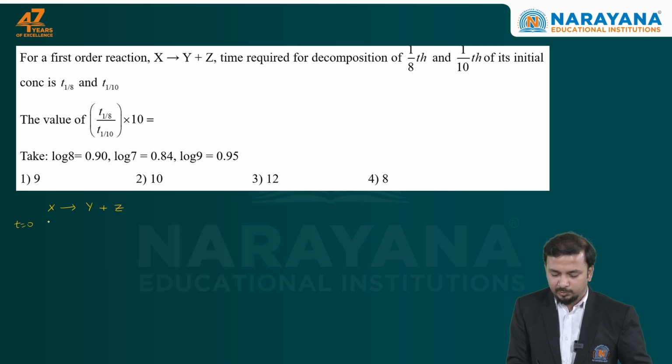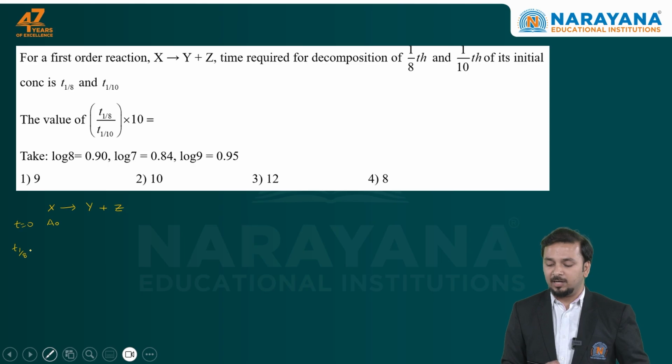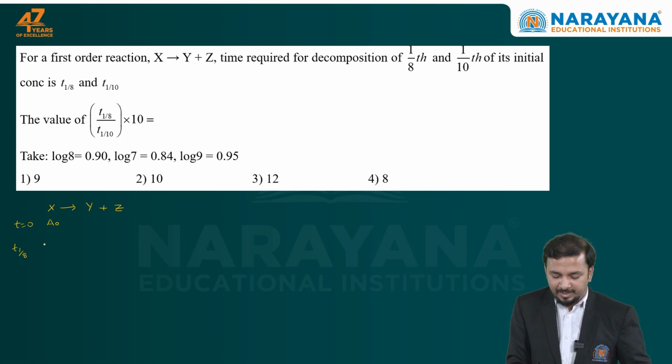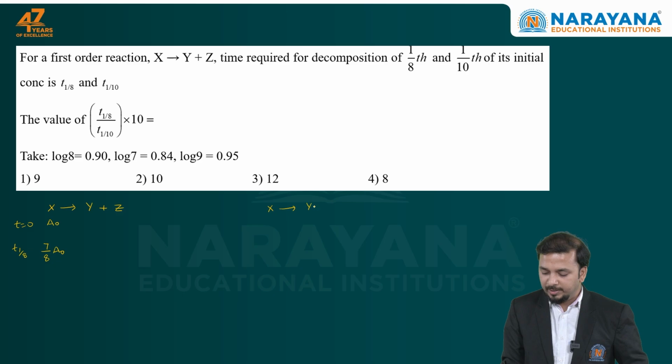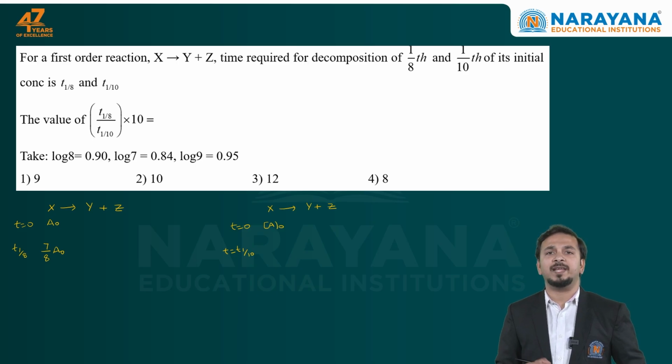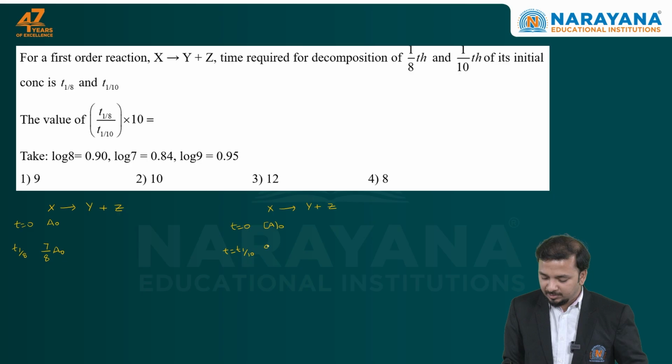Let's say at t is equal to 0, it is A naught. So at T1 by 8, they are saying that 1/8 of the reactant is decomposed. So left reactant will be 7 by 8 times A naught. We have another same reaction, X gives Y plus Z. In this also t is equal to 0, concentration is A naught, and at time t is equal to T1 by 10, they are saying 1/10 of the reactant is decomposed. So left reactant will be 9 by 10 times A naught.